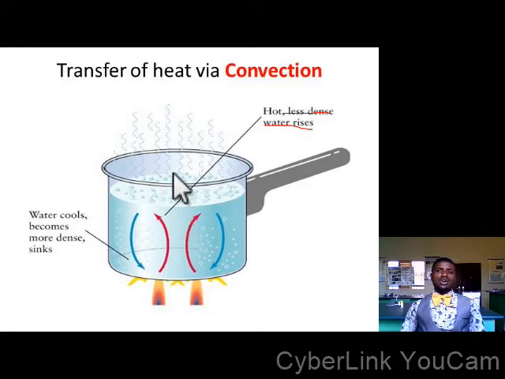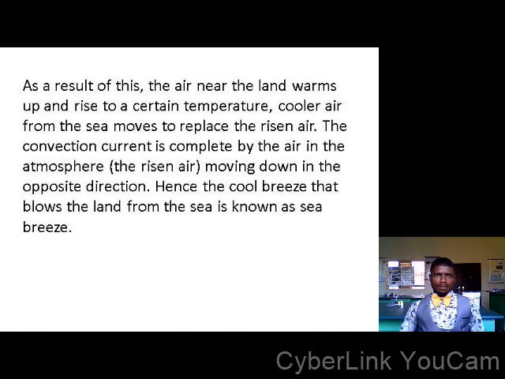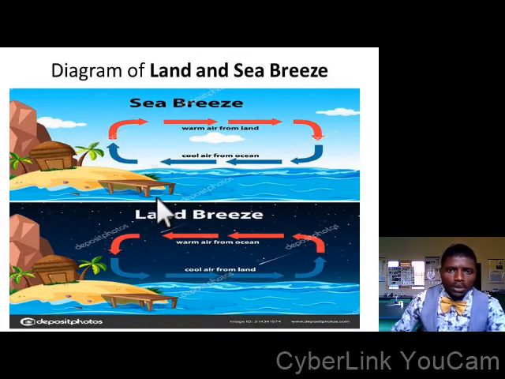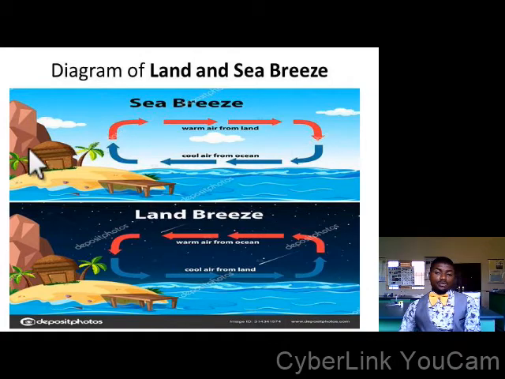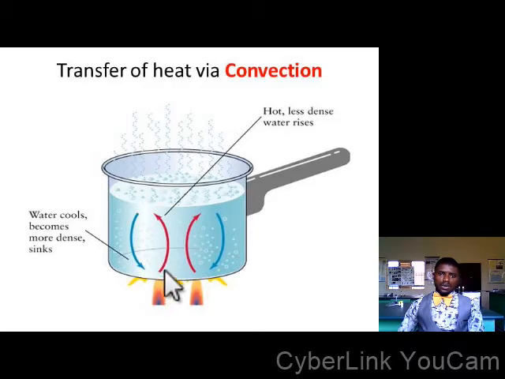You can find convection in nature, in what we call land and sea breeze, which we'll also look at in this video. So this is land and sea breeze. Quickly go through this. Very good. What do we mean by land and sea breeze? The pictures are self-explanatory. As I just said, in convection the red arrow stands for the hot molecules which move up and then move down.